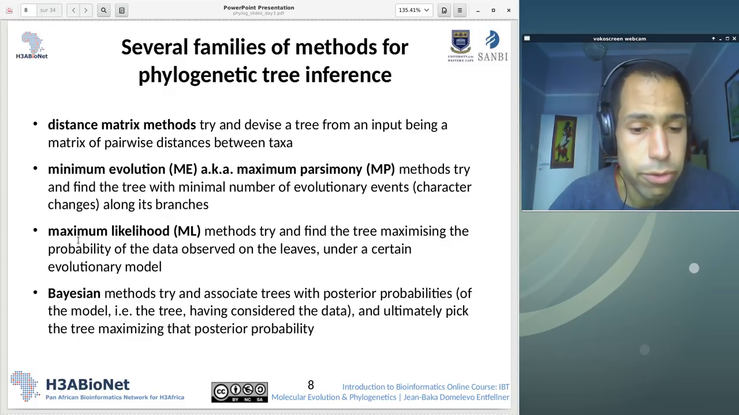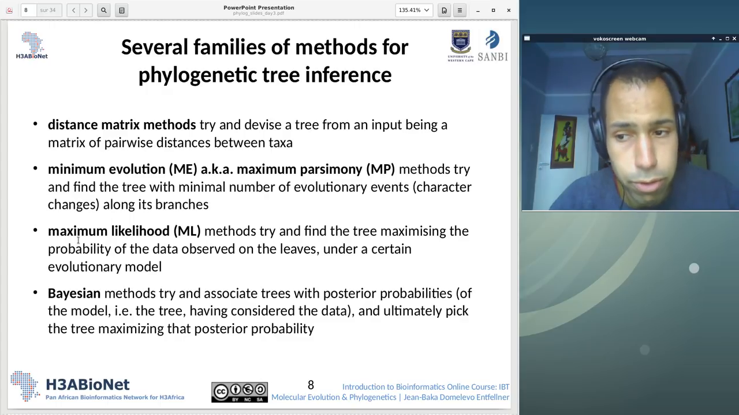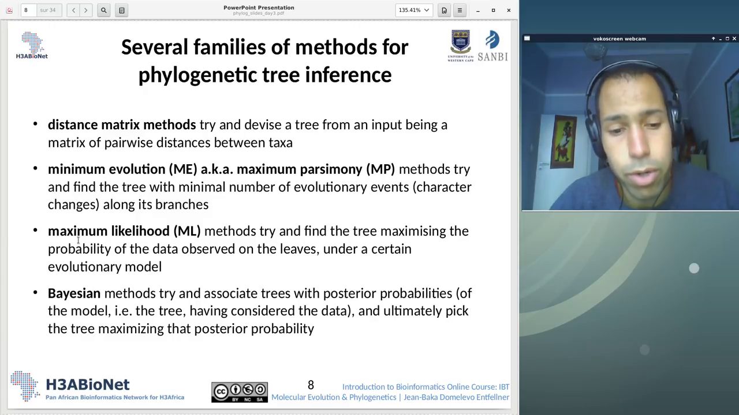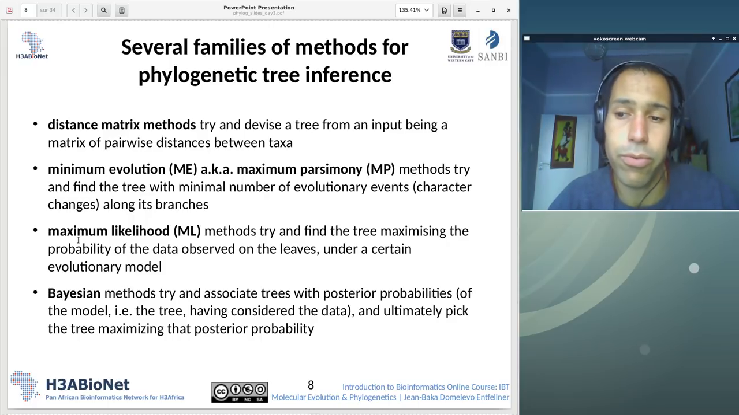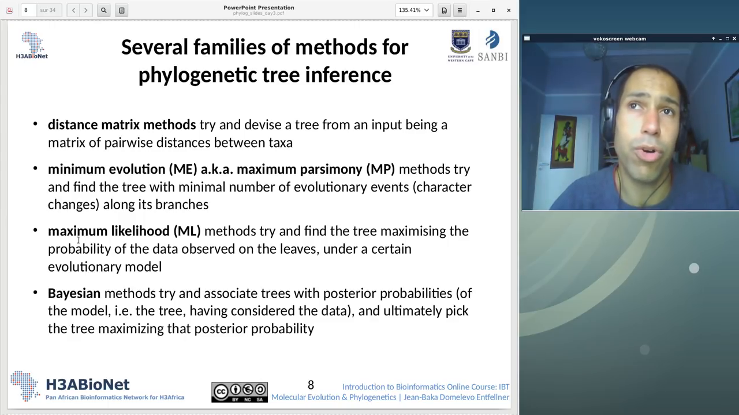Bayesian methods try and associate trees with posterior probabilities, the posterior probability of a model, and they try to pick the model that has maximum posterior probability. So it's a different viewpoint than maximum likelihood, and practically it's a viewpoint that leads to more complex calculations and that is more computationally demanding, in fact.